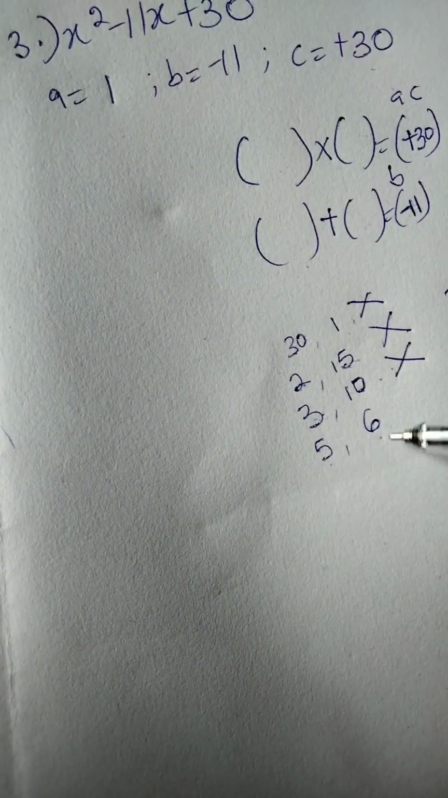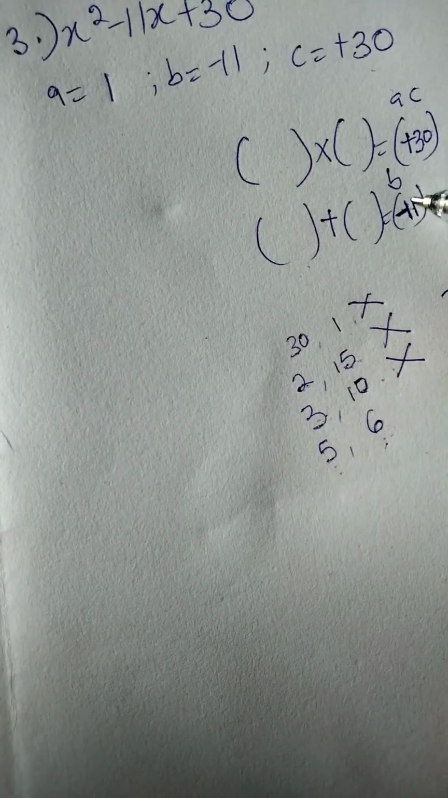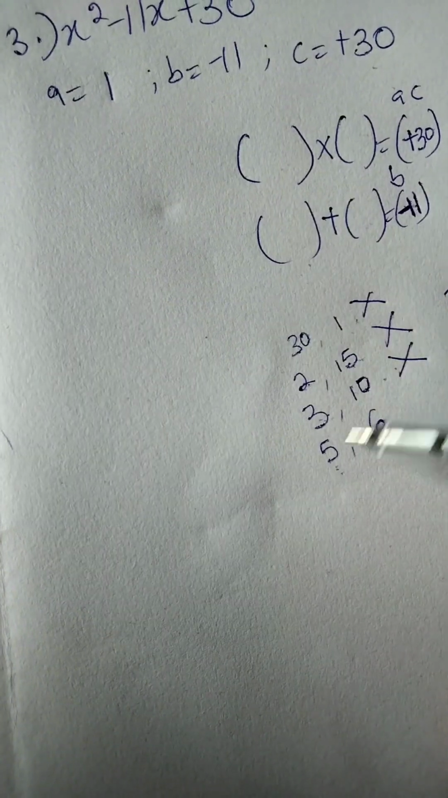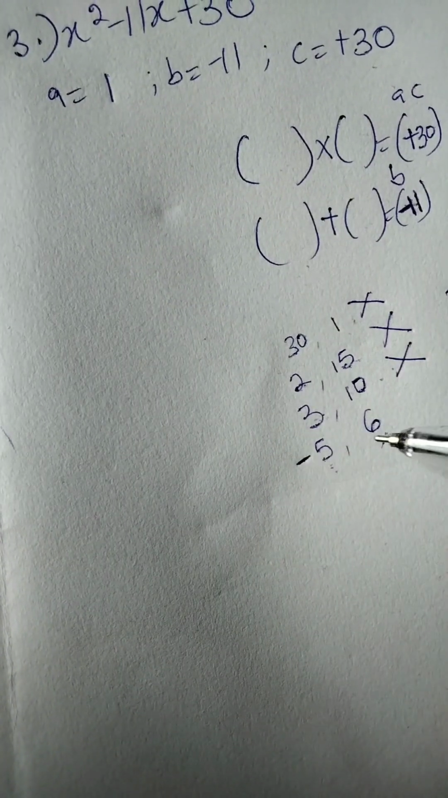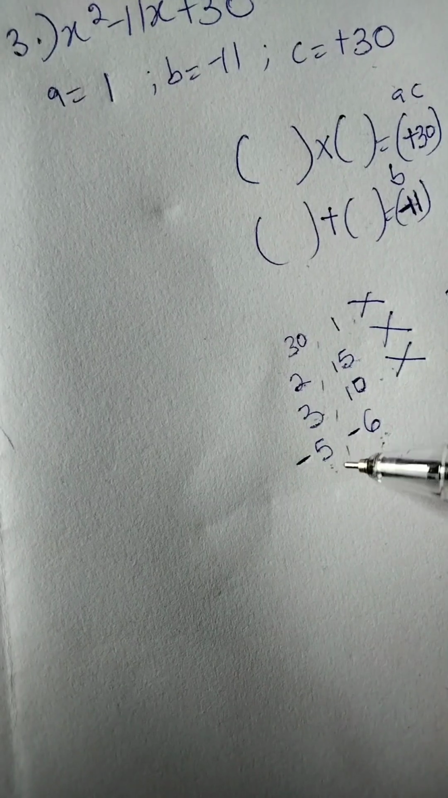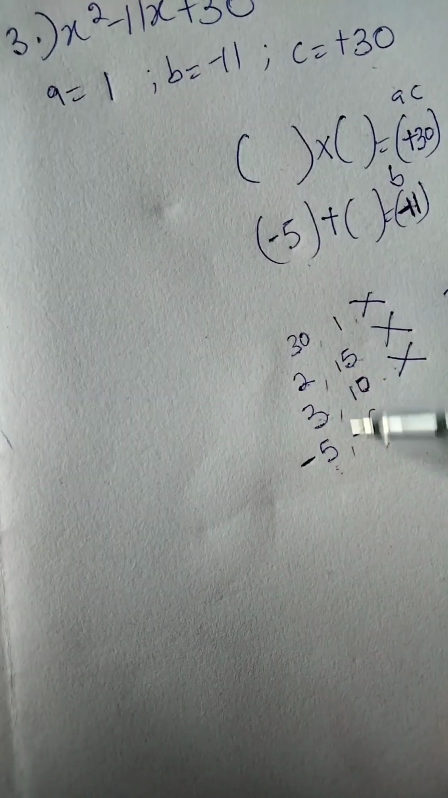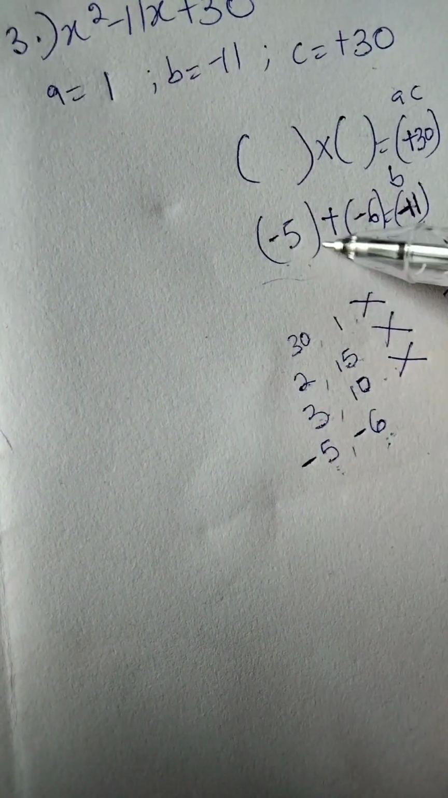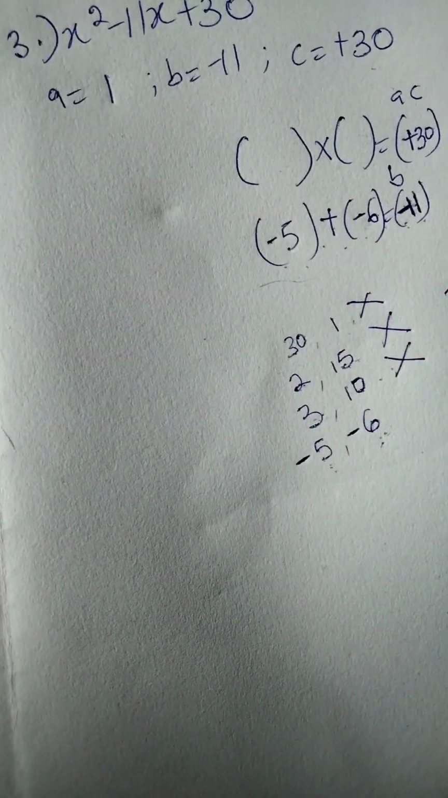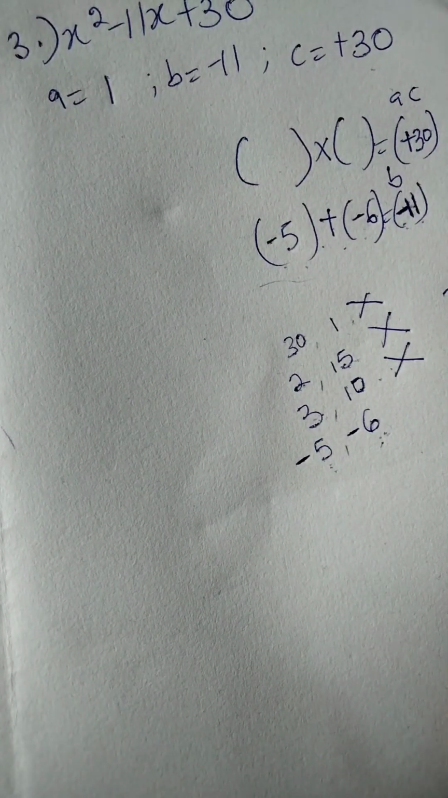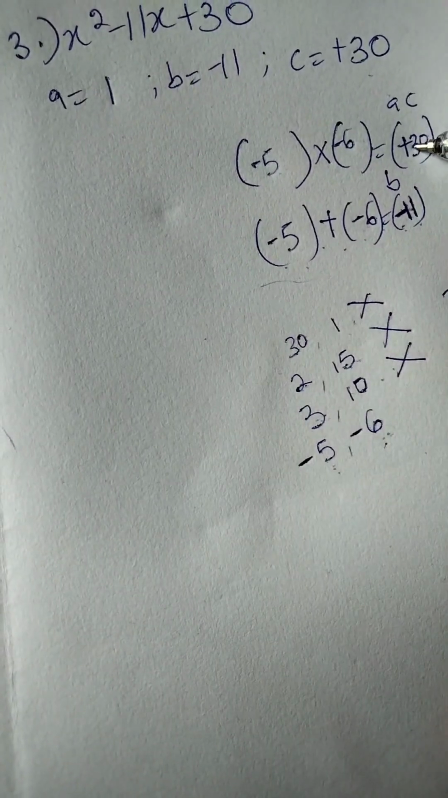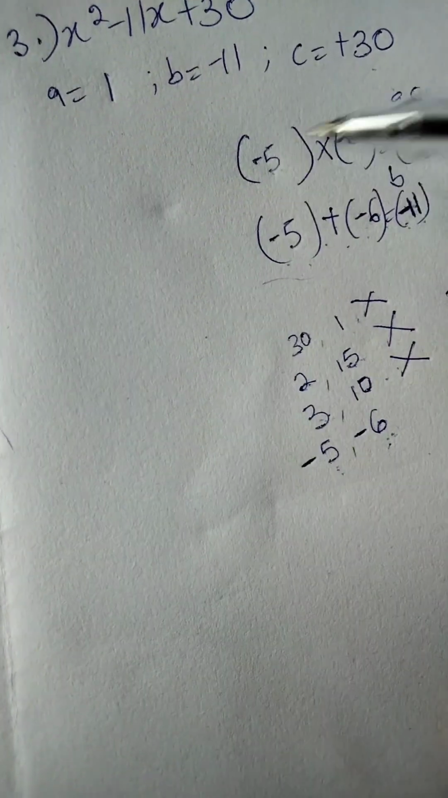And then we look at 5 and 6. Is there a way we can add 5 to 6 to give us 11? Yes. How? B is minus 11, so we're going to take that minus into consideration, right? So the only way we can add 5 to 6 to get minus 11 is when 5 here is minus, and 6 here is also minus. Minus 5 plus minus 6 will give us minus 11. And if we check it, minus 5 times minus 6 will also give us plus 30. So the two numbers we're actually looking for are minus 5 and minus 6.